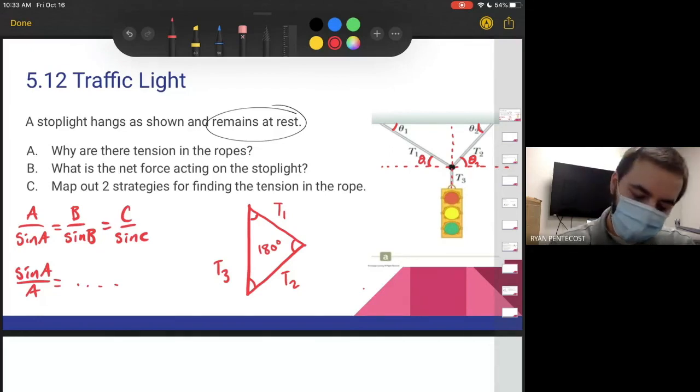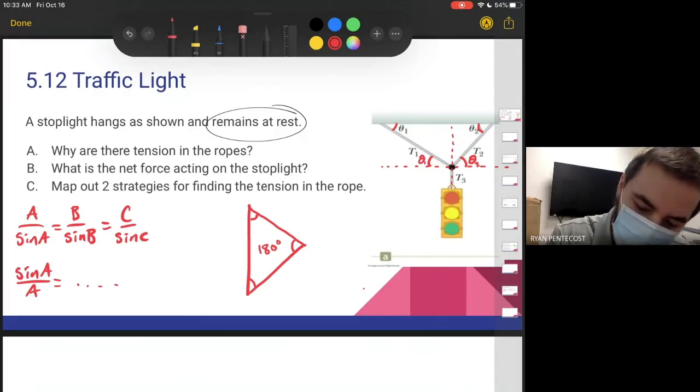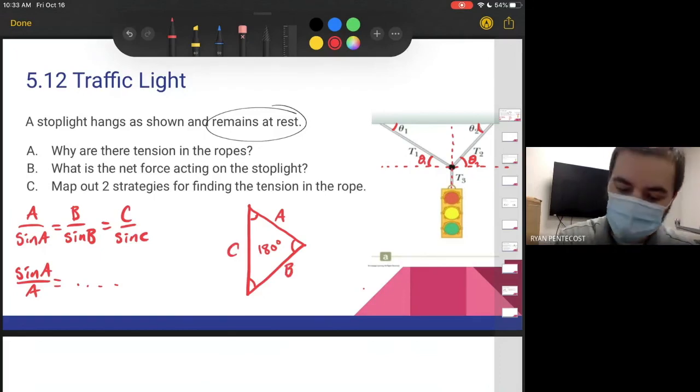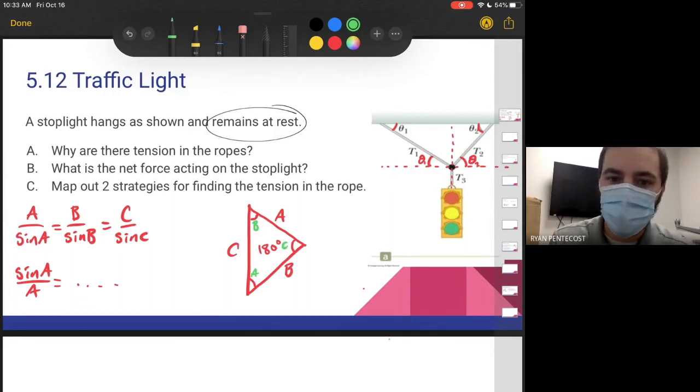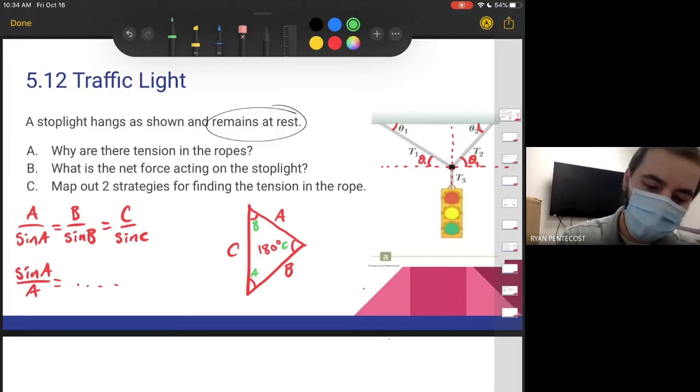So that's law of sines. What you would do is look at this triangle and label these sides as a, b, and c. And then the angles A, B, and C must be opposite of the lengths. So angle A is opposite side a, angle B is opposite side b, and angle C is opposite side c, right? So that's how you can do this problem. You've got two different strategies that you can go for.